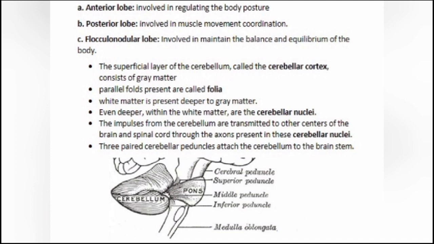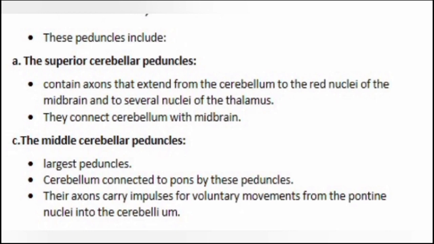So in the picture, if you note down, you can see parallel folds present, right? That is called folia. There are three paired cerebellar peduncles that attach the cerebellum to the brainstem. So you can see the cerebellum attached to the brainstem through three peduncles, that are superior peduncle, middle peduncle, and inferior peduncle. You can learn about it in detail. First is superior peduncle. It connects the cerebellum with midbrain. It has nerve impulses that extend from the cerebellum to the red nuclei of the midbrain.